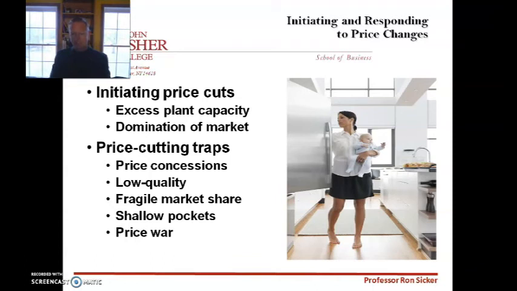So, initiating and responding to price changes, you can or you don't have to. I think everybody is responding to price cuts now in the travel industry because nobody is traveling. Some people have excess capacity, like in the travel industry right now. Does everybody want to respond, or do only certain competitors want to respond? And we talked about price cutting traps. Look at Sears. It put them out of business.